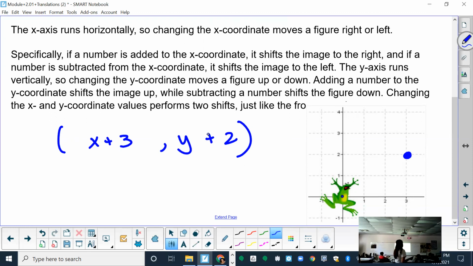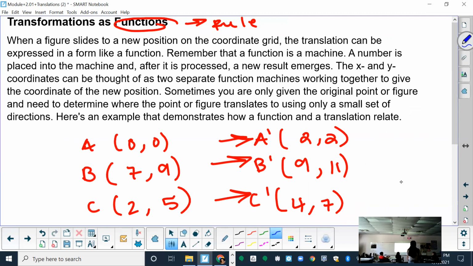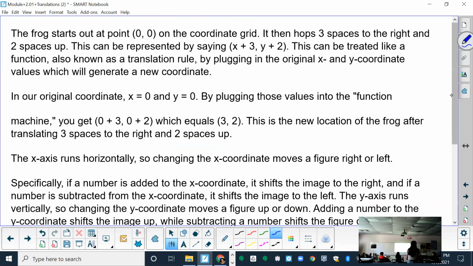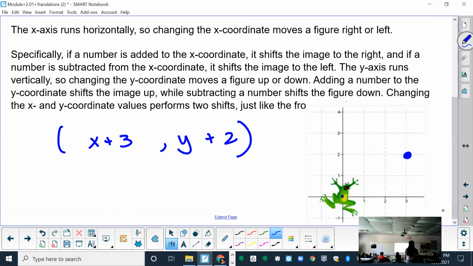If we look at the previous example we did on the previous slides, I'm going to go back to it for a second. If I needed to write the rule for this, I would say x plus 2 comma y plus 2, right? Because that's what we did to each x value, add 2, and that's what we did to each y value, add 2. All right. So with this situation, move to the right 3, up 2, so that's why it looks like this.